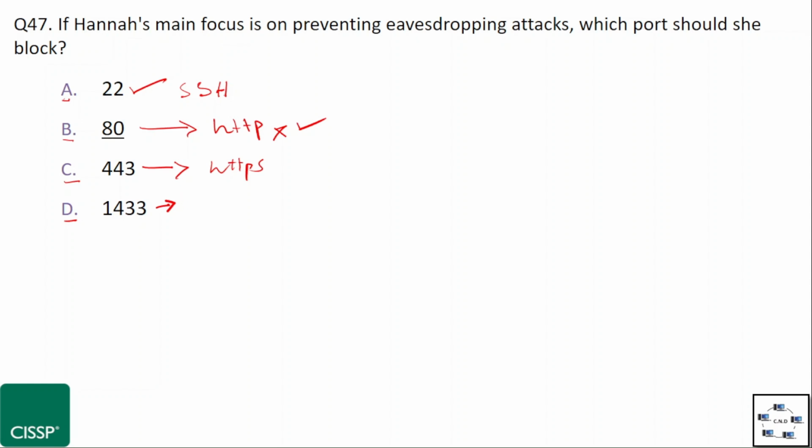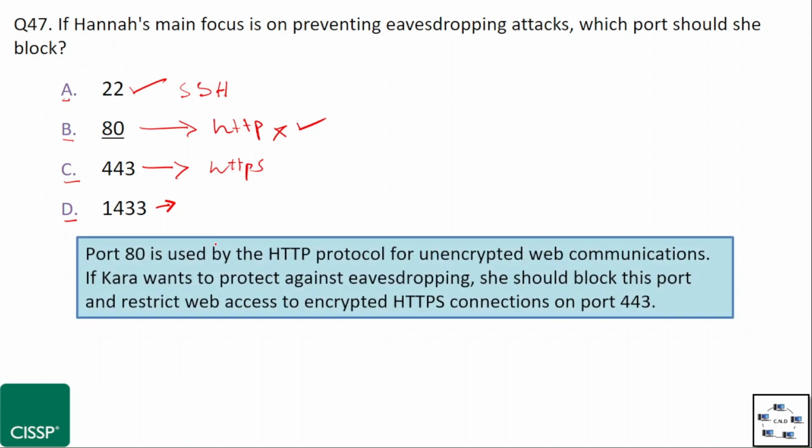Let's see the explanation. So the correct answer is that port 80 should be blocked. Port 80 is used by the HTTP protocol for unencrypted web communications. If Hannah wants to protect against eavesdropping, she should block this port and restrict web access to encrypted traffic connection on port 443.